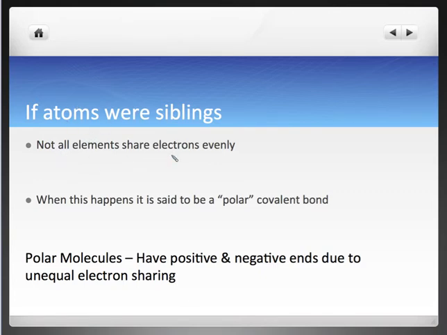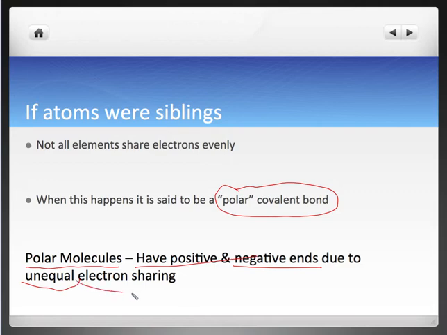Not all elements like to share electrons evenly, and when this happens, they create what's known as a polar covalent bond. In a polar covalent bond, there are positive and negative ends due to unequal electron sharing. So polar covalent bonds have unequal electron sharing. Think of it like the Earth. The Earth has a north pole and a south pole. These are opposites. Atoms are the same way.